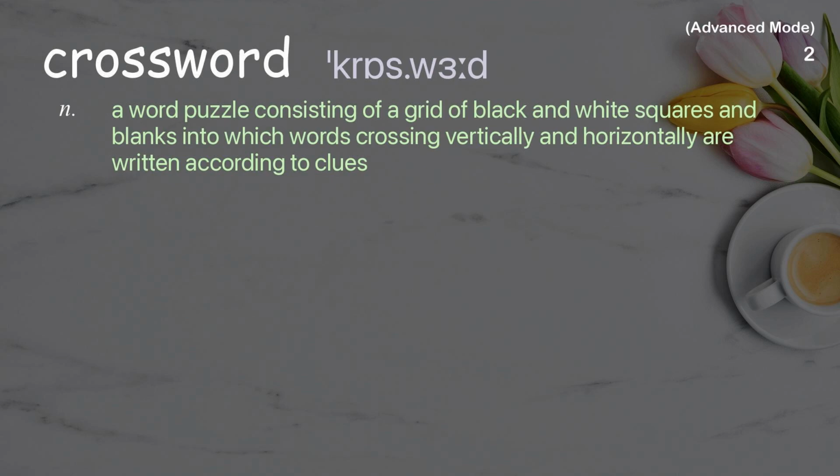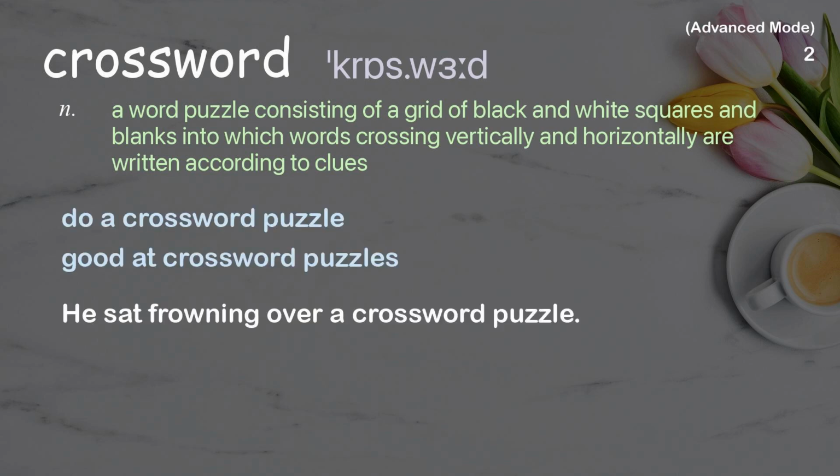Crossword. A word puzzle consisting of a grid of black and white squares and blanks into which words crossing vertically and horizontally are written according to clues. Examples: do a crossword puzzle. Good at crossword puzzles. He sat frowning over a crossword puzzle.